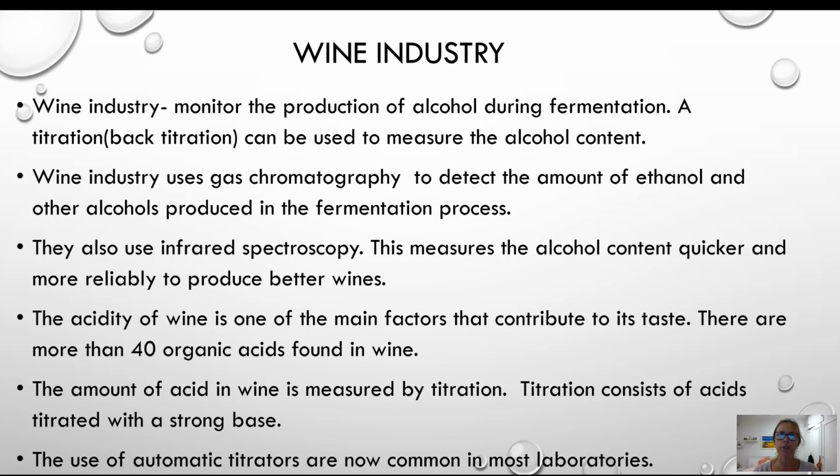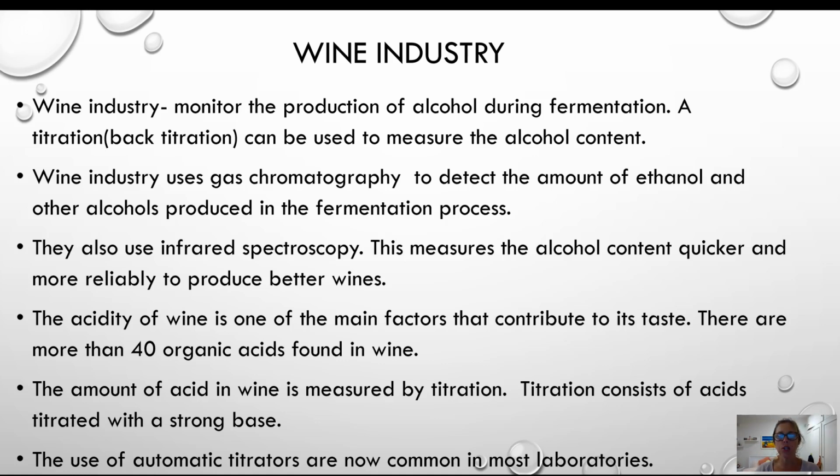We're going to look at infrared spectroscopy. We're going to look at this a little bit more in our final module, Module 8, and hopefully get an opportunity to go and try looking at those in person. But that again is another technology that they can actually use, and it's a much quicker and also more reliable method to measure that alcohol content.